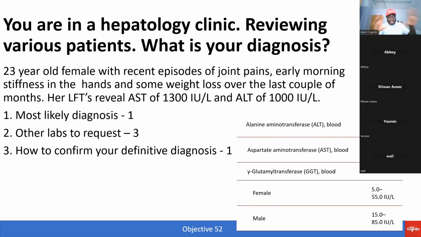So please, guys, listen to me. This is very critical. The way the question was presented, if you're not careful, you'll miss it. This is somebody who has joint pains, early morning stiffness in the hands, weight loss, and now also has abnormal liver enzymes. What condition is going to link the two of them? It is an autoimmune process. We've learned that various autoimmune conditions, systemic lupus erythematosus, rheumatoid arthritis, type 1 diabetes, Sjogren's syndrome, but which of these will cause early morning stiffness in the hands, some weight loss, and joint pains? It's rheumatoid arthritis. So now, what other labs will you request for this patient?